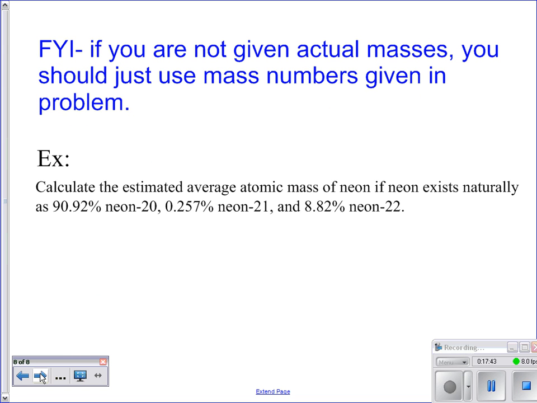Last thing that I want to mention. If you ever come across a problem where you don't have actual masses given to you, because remember we said that you're always going to lose a little bit of mass. If you ever come across that situation, such as this one example, which we're not going to go through and do, what you would do when you're calculating that atomic weight, you are going to use the fact that it's neon 20, 21, and 22. You are going to use these values as your masses, as your AMU. So it would be this mass times the 0.9092, etc. So if that ever comes about, then that's what you would have to do. Okay, nice job.